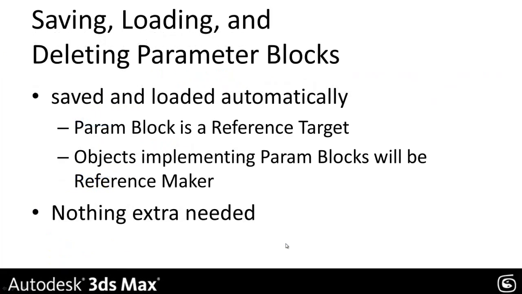So the great thing about parameter blocks is that saving, loading, and deleting are all done automatically. A param block is a reference target, so this falls into the reference system that we talked about yesterday, and therefore the saving and loading are handled. Any objects that are implementing param blocks will automatically be a reference maker, and there's really nothing for you to worry about. As long as you implement them correctly, the system is going to take care of saving, loading, and deleting.